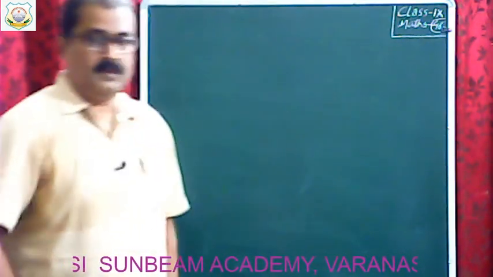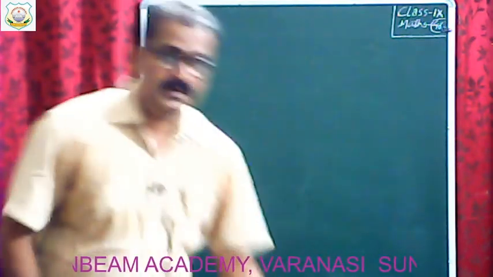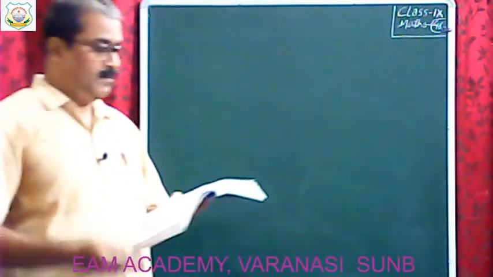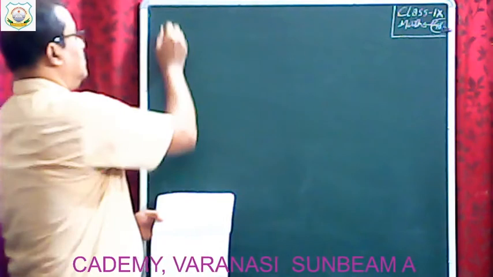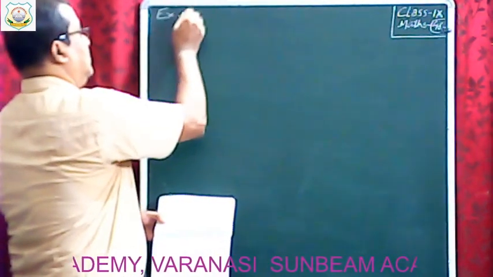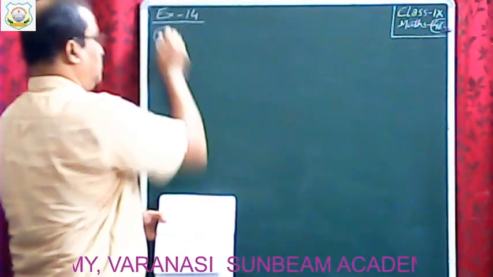Join students. In last class we have done exercise 14 up to question number 20. Now we have to proceed to the next variety of questions of the same chapter, Heron's formula. Taking question number 22, same exercise 14.